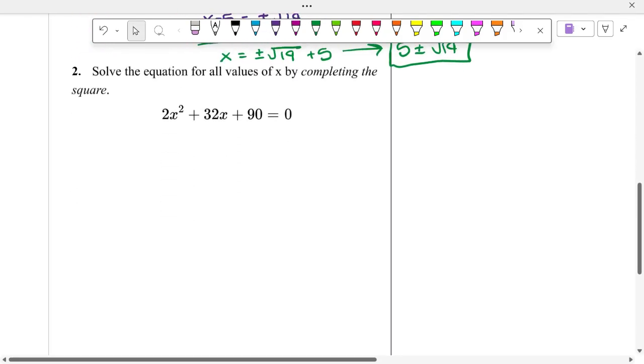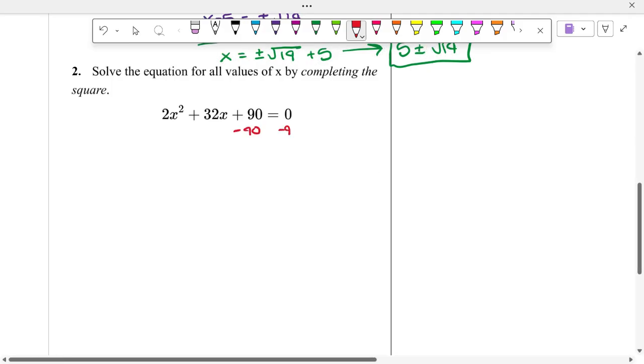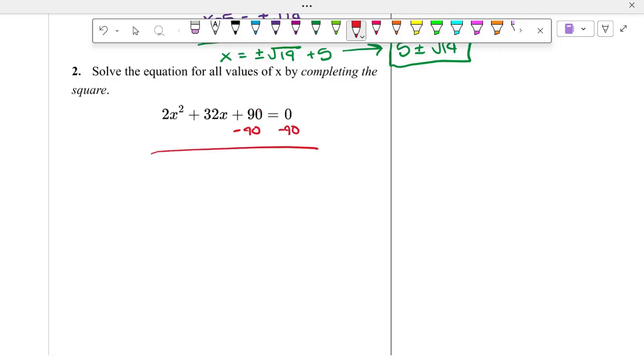Now, the next one. This is one where the A value is not 1. So I at least want you to see one of these. Plus, you needed one for your one pager anyway. All right. So remember, your first step is to just go ahead and get rid of your C value. So I'm going to subtract the 90 over. So I would not factor first. I would get rid of your C value first.